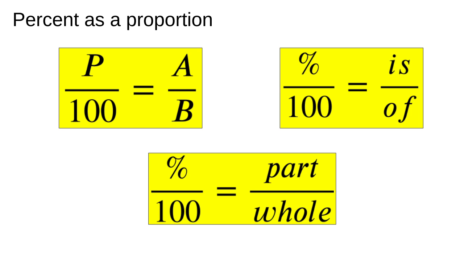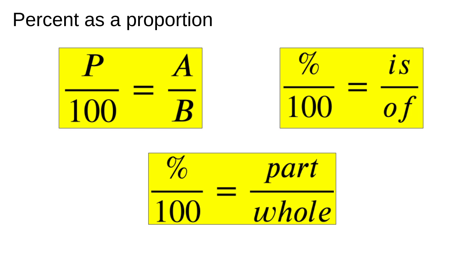P stands for percent, and A and B stand for the 2 quantities that you're comparing. In this example over here, we see it rewritten with a percent sign instead of the P, and "is" for the numerator and "of" for the denominator. Depending on how a problem is worded, this may be very helpful.